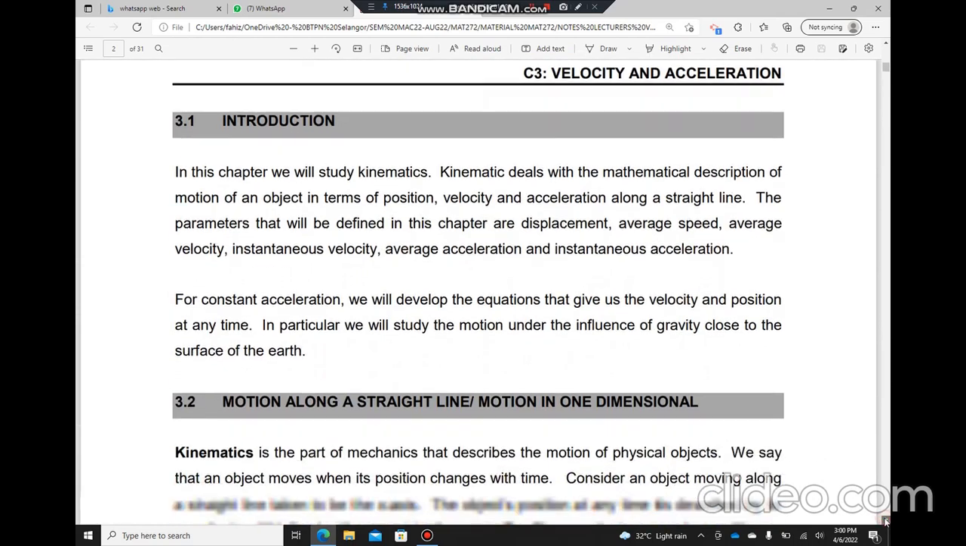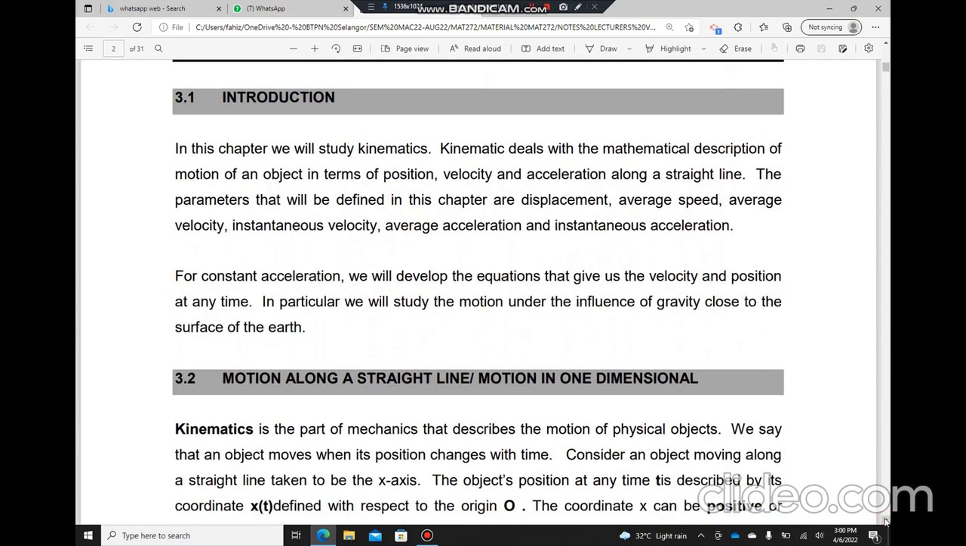Okay, first an introduction. In this chapter, we will study kinematics. Kinematics deals with the mathematical description of motion of an object in terms of position, velocity and acceleration along a straight line. The parameters that will be defined in this chapter are displacement, average speed, average velocity, instantaneous velocity, average acceleration and instantaneous acceleration. For constant acceleration, we will develop the equations that give us the velocity and position at any time. In particular, we will study the motion under the influence of gravity close to the surface of the Earth.